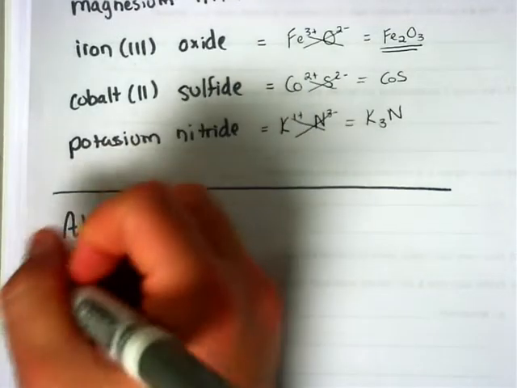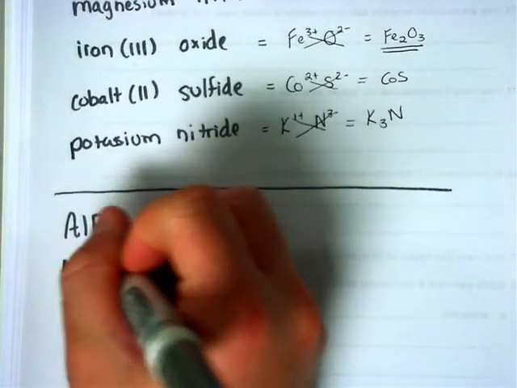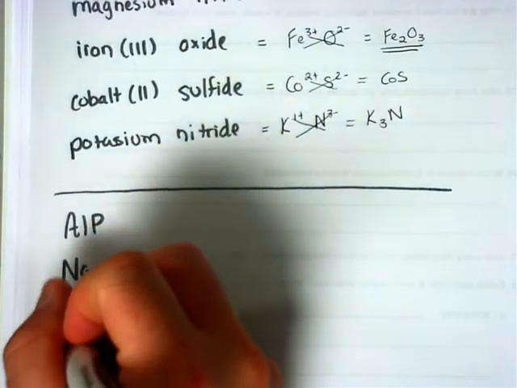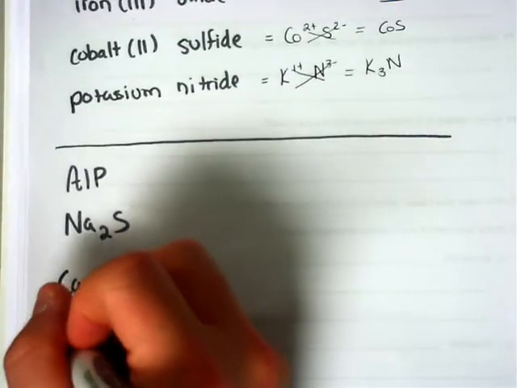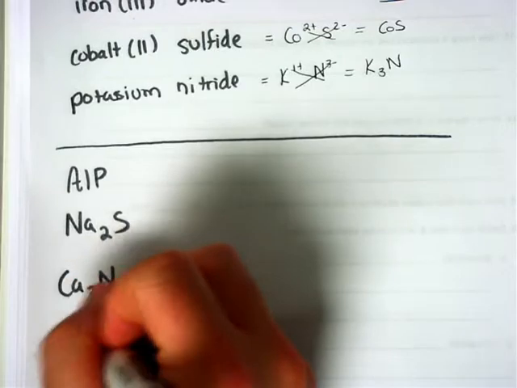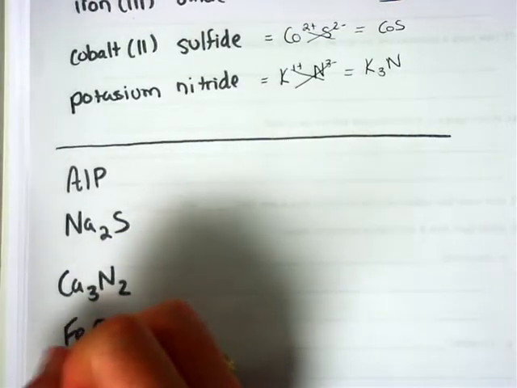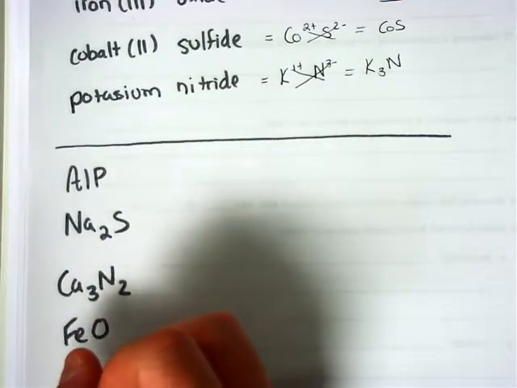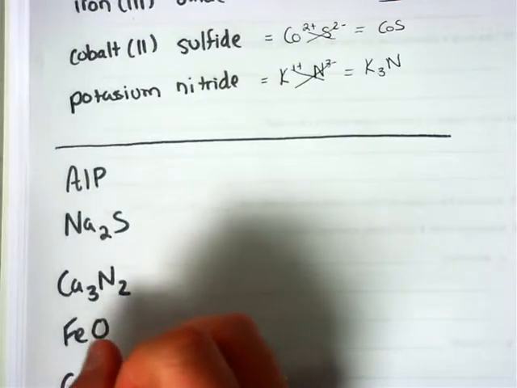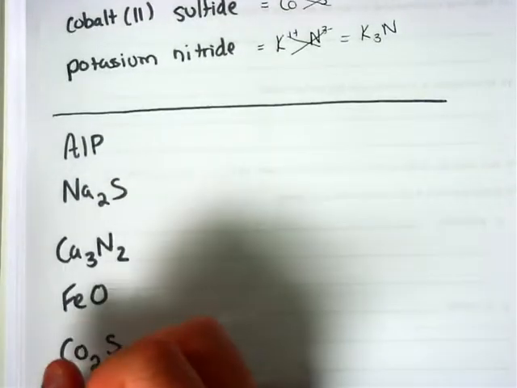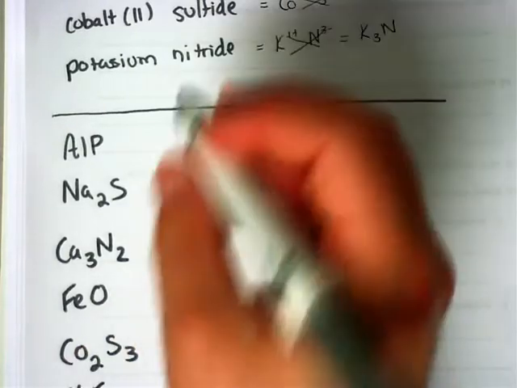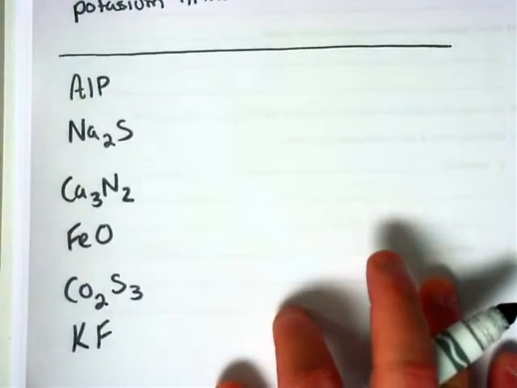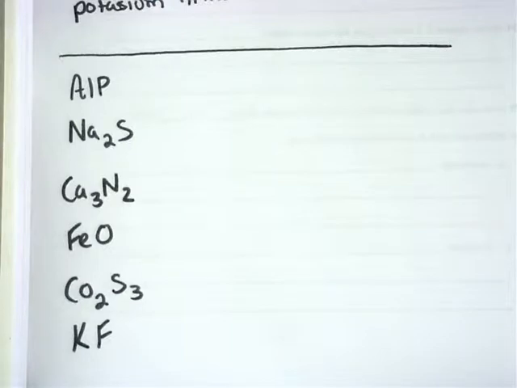There's AlP, Na2S, Ca3N2, FeO, Co2S3, and KF. Write down these formulas real quick, and then let's give the names of them, going backwards.